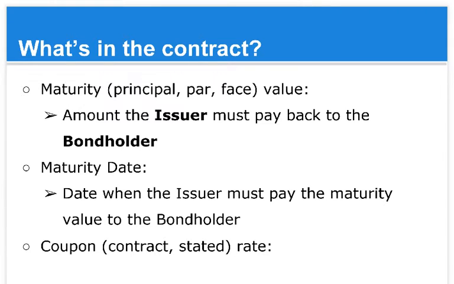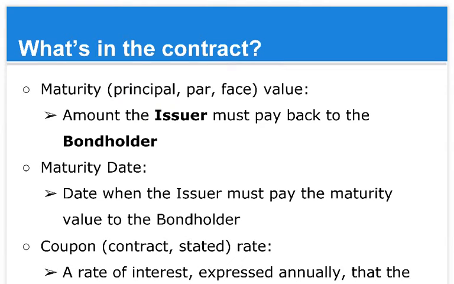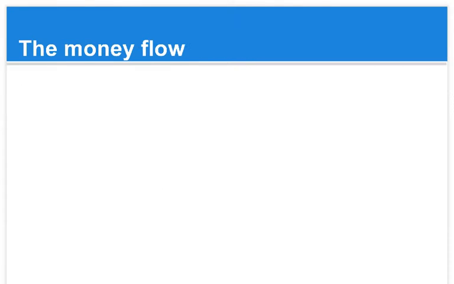Finally, we have the coupon rate, otherwise known as the contract rate or the stated rate. This is a rate of interest, and this rate is expressed annually. The bondholder is going to receive this amount from the issuer. It is usually paid semi-annually or quarterly. So let's take a look at how the money flows.